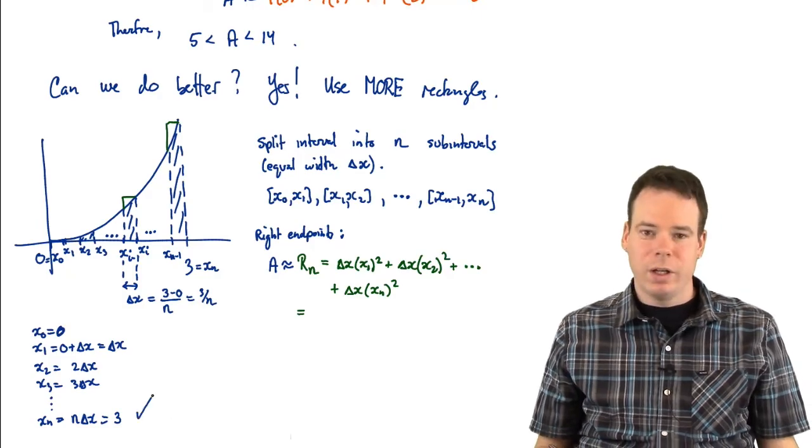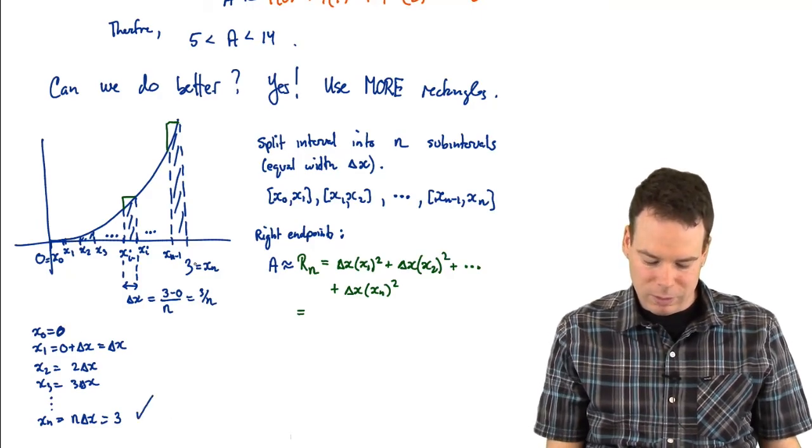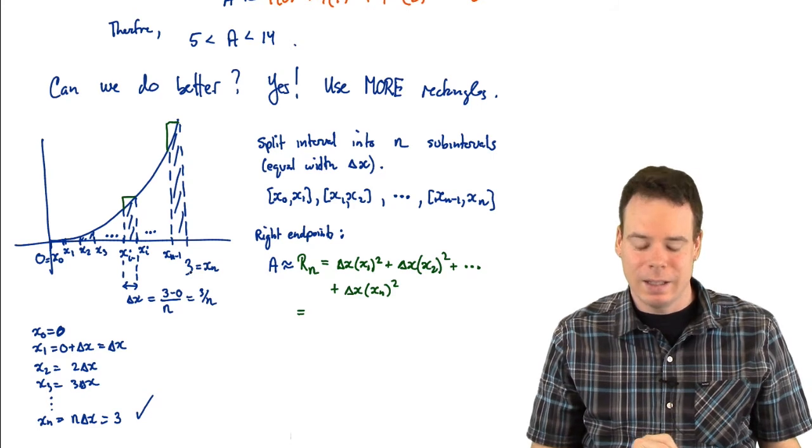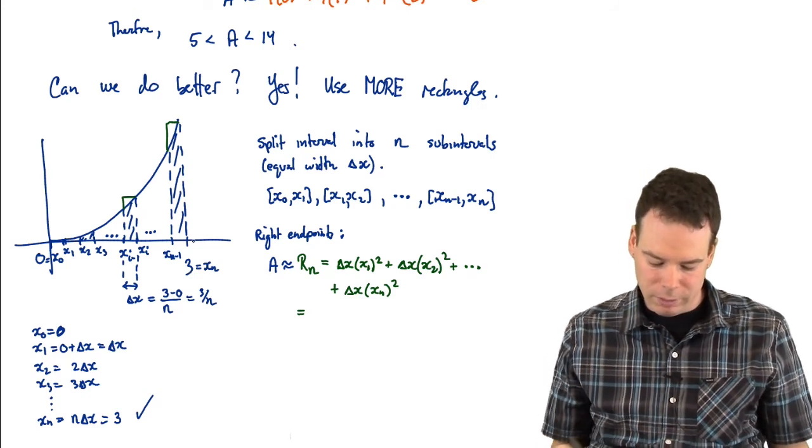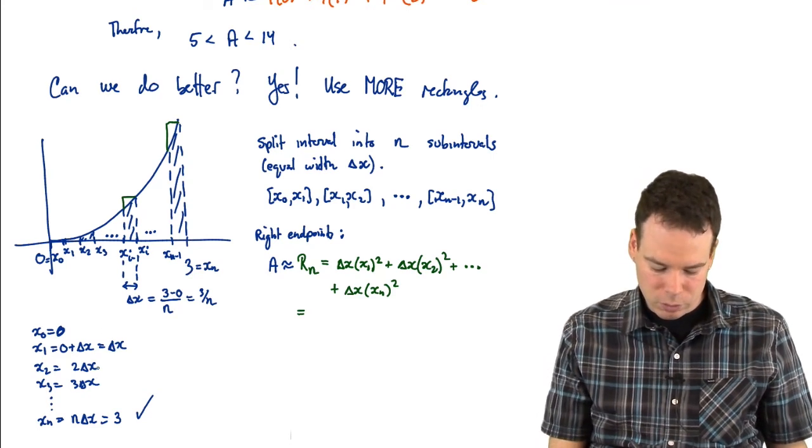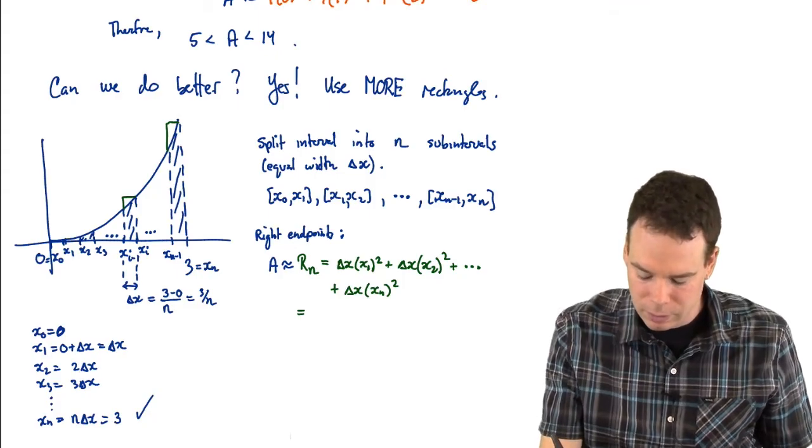And that's a good way to check to see if you've made any mistakes here, because x sub n better be 3, because that's the last endpoint of the whole interval. Okay, so those are our values for our x sub i's.